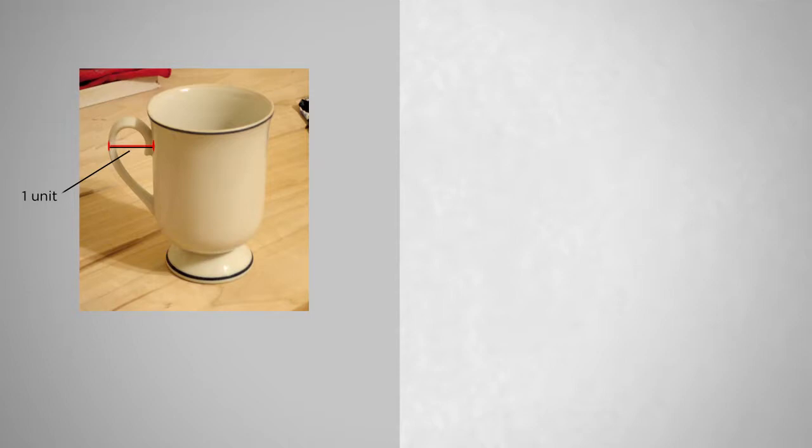So in this case, I want to figure out how wide the handle is relative to the entire width of the cup. So here it looks like it's about 2.5 of that original unit wide. And so I can mark that down on my page. And I might not actually draw the cup at this point. I'll just put in some horizontal lines with some little tick marks to show my measurements.